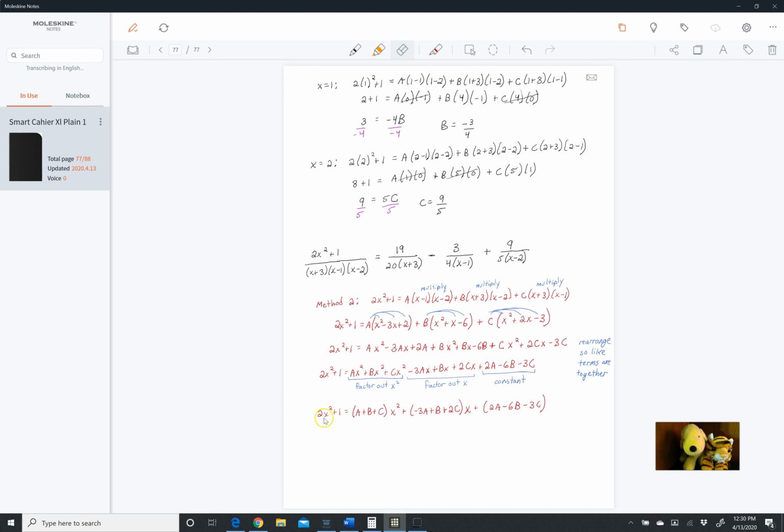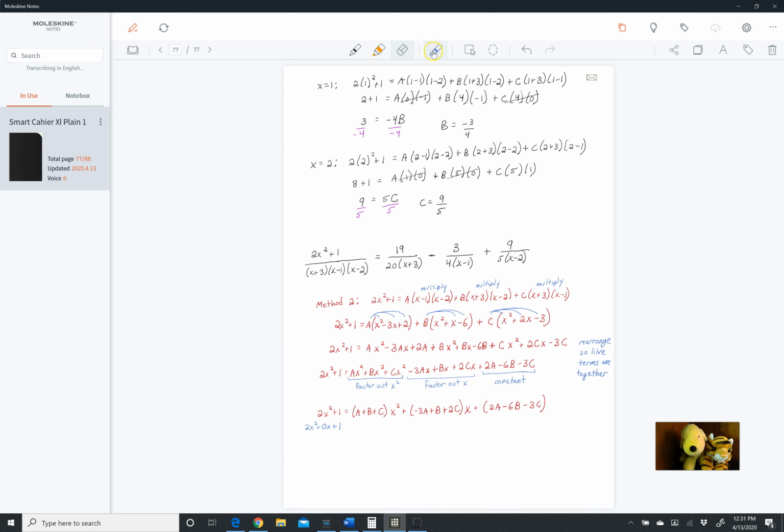Okay. Well, now we're going to equate our coefficients on the left with our coefficients on the right. So keep in mind that this 2x squared plus 1 is in standard form. This is 2x squared plus 0x plus 1. So that means that our coefficient of x squared on the left is 2, so that's going to be the coefficient of x squared on the right. The coefficient of x on the left is 0. There was no x, so the coefficient is 0. So that's going to be the coefficient of x on the right. The constant on the left is 1, so the constant on the right is 1.